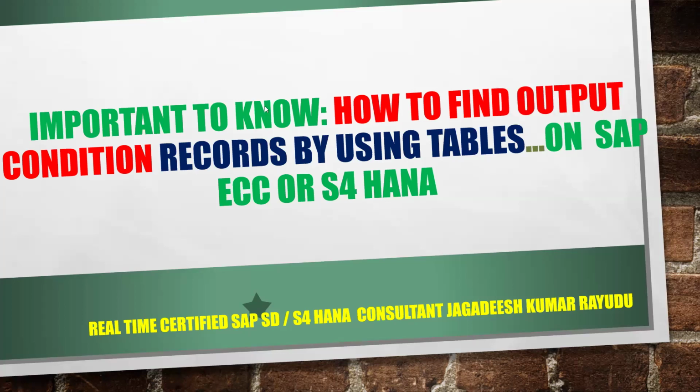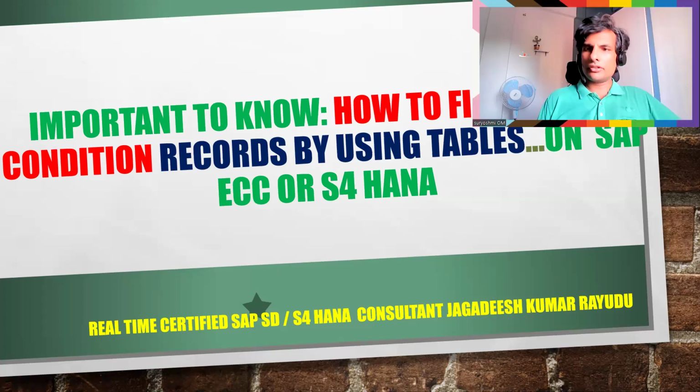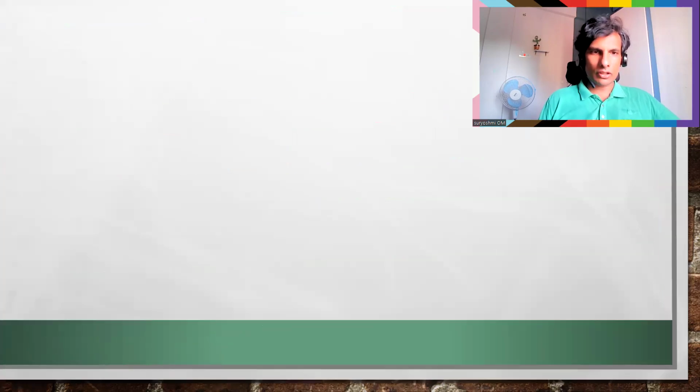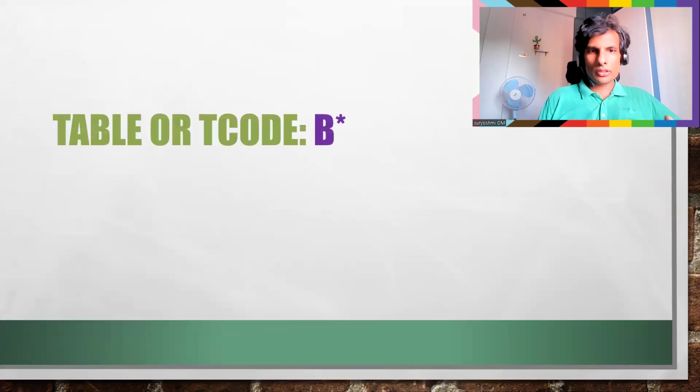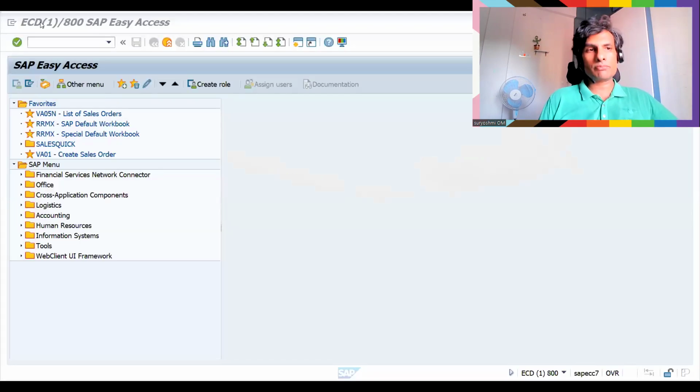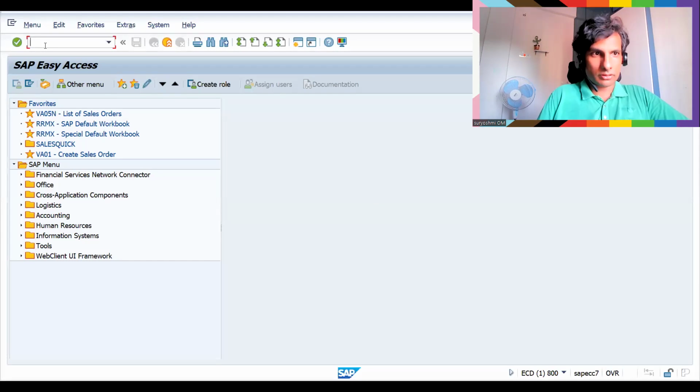So, how to find output condition records by using tables on SAP ECC or S4 HANA. Let's try to dig in. This is a small thing, but it is sometimes important to give the logic. The tables are the B* tables, like the A* tables you have in pricing, which I have already covered in one video. If you really want to know, you can try that. Sometimes in interviews they might expect questions on this topic also.